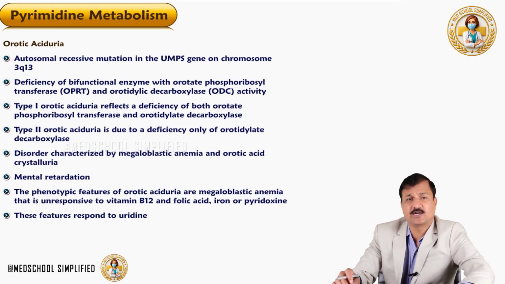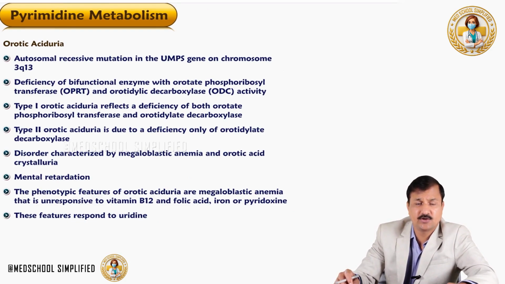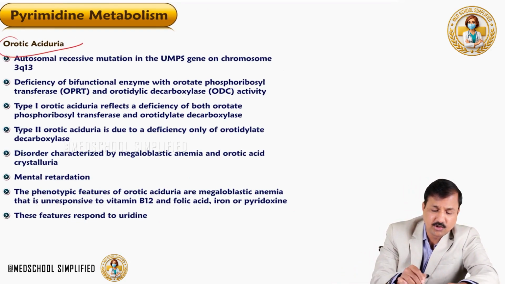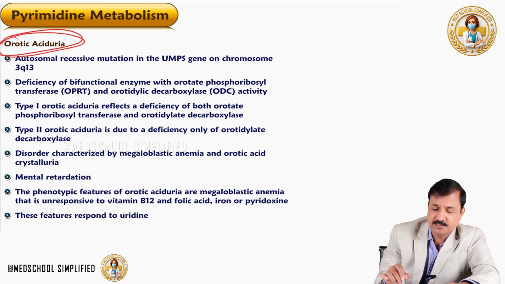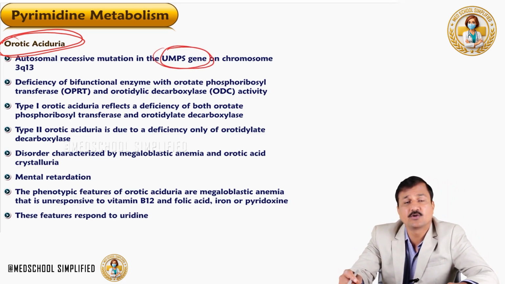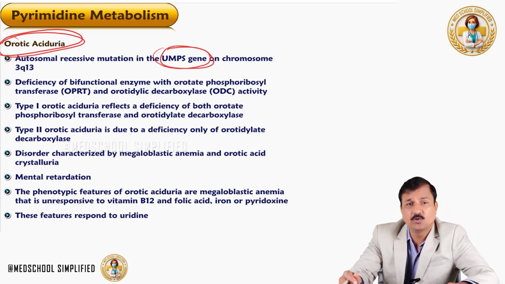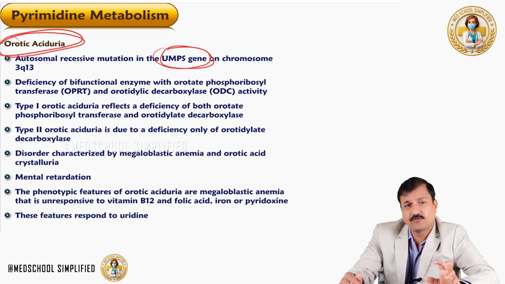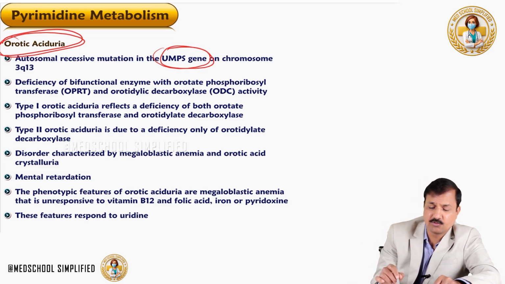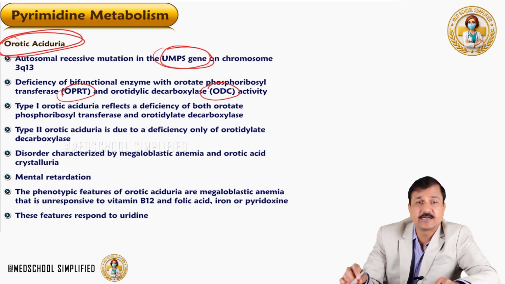Coming to one of the congenital disorders associated with pyrimidine nucleotide biosynthesis, that is orotic aciduria. Orotic aciduria is because of an autosomal recessive mutation in the UMP synthase gene, which is located on chromosome 3q13. Now, what is this UMP synthase gene coding for? It codes for the enzyme UMP synthase, which is a bifunctional enzyme that contains OPRT and also orotidylic acid decarboxylase activity.